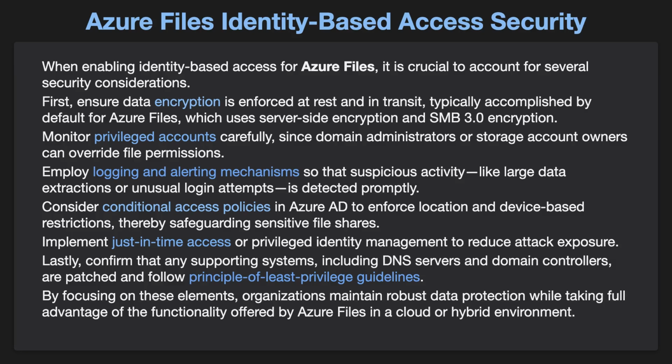Consider conditional access policies in Azure AD to enforce location and device-based restrictions, thereby safeguarding sensitive file shares. Implement just-in-time access or privileged identity management to reduce attack exposure. Lastly, confirm that any supporting systems, including DNS servers and domain controllers, are patched and follow principle of least privilege guidelines. By focusing on these elements, organizations maintain robust data protection while taking full advantage of the functionality offered by Azure Files in a cloud or hybrid environment.